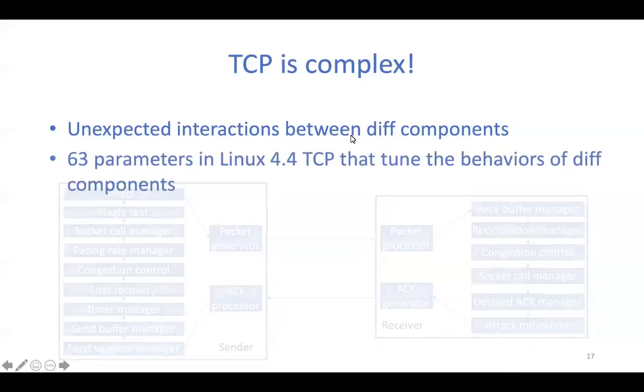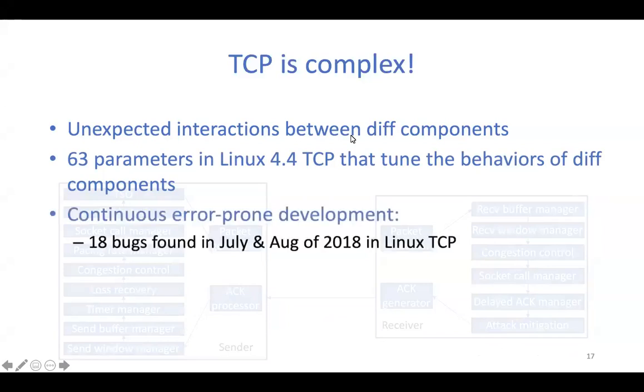Beyond these complex interactions, there are two factors that make the problem even worse. The first is that the behavior of different components is not static. They are controlled by a lot of parameters that are very hard to tune. Also, TCP is under continuous, error-prone development. For example, in just 2 months in 2018, there were 18 bugs found in the Linux TCP.